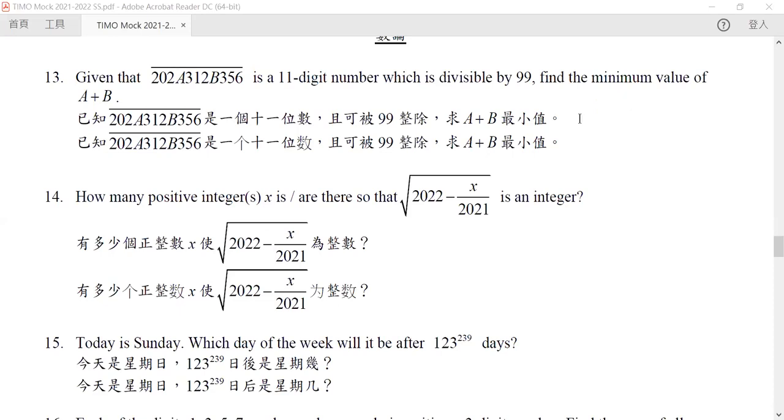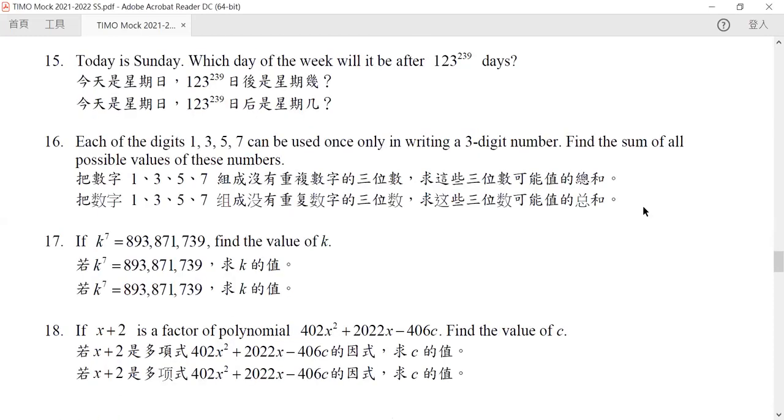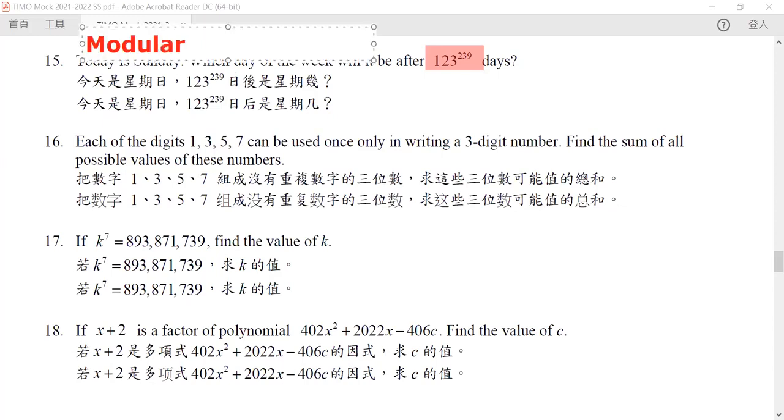Okay, so let's go to our question 15. Just like what we have discussed before in the previous question, all we need to do is figure out what the remainder is when it is divided by 7. But here, we would like to use our most important tool for this kind of thing, which is modular arithmetic.